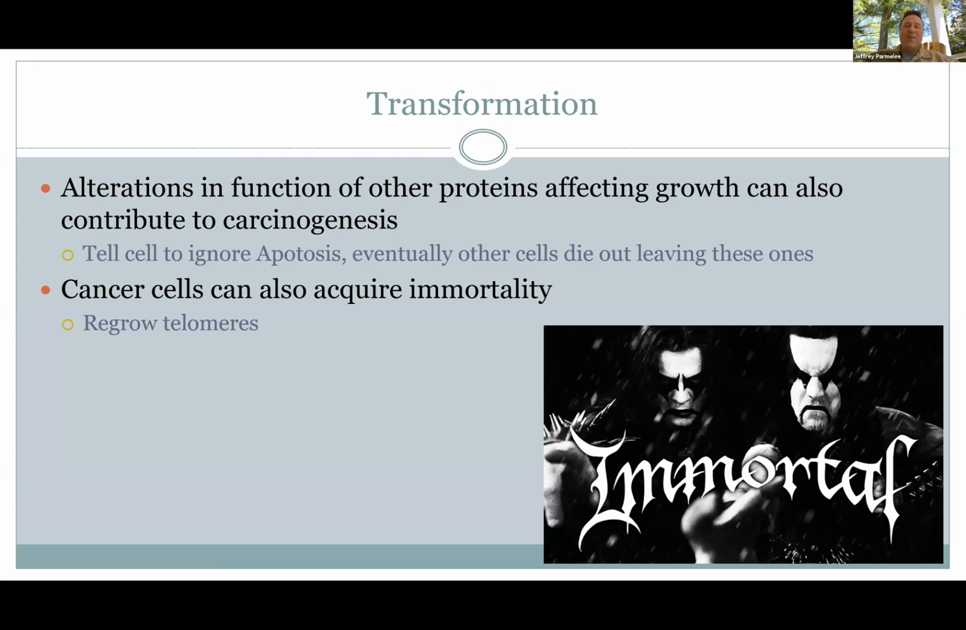So you have these changes that are going to affect cell growth. For instance, if you screw up an area where apoptosis is supposed to tell the cell to die and the cell ignores it, then those cells build up. They don't die. And the other cells die, and you end up with a population that has that mutation. Or you get immortal cells. Cells are not supposed to last forever.